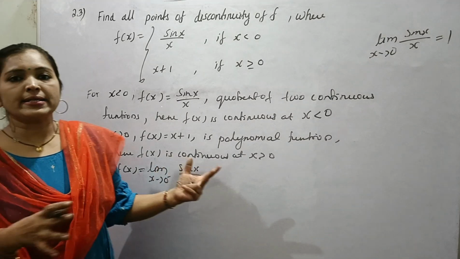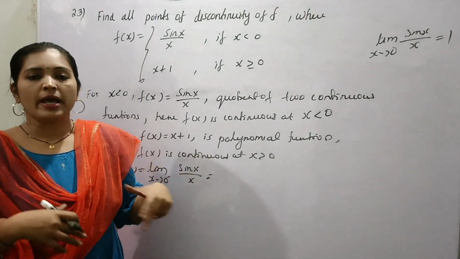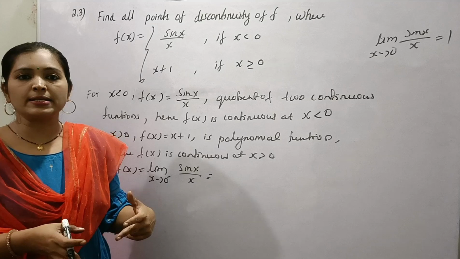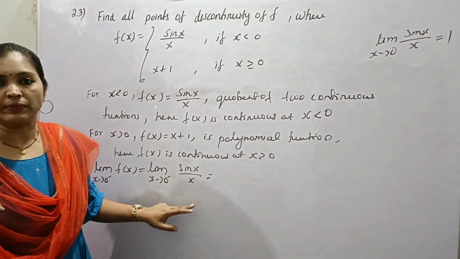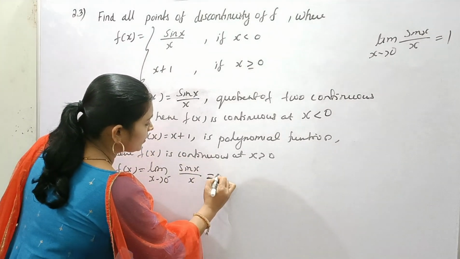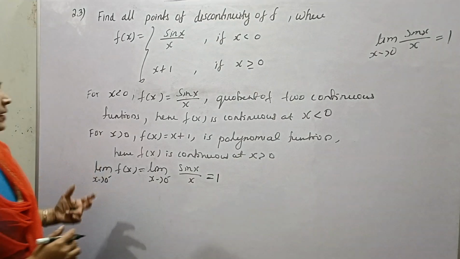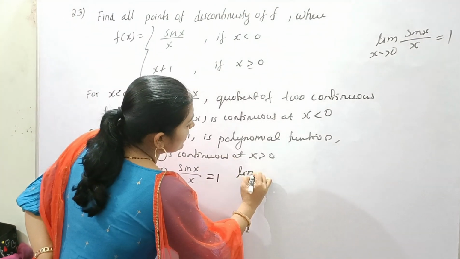0 minus means x approaching 0, right? Approaching 0, less than 0 or greater than 0, the value is 1. Okay, then next, let's find the right hand limit.